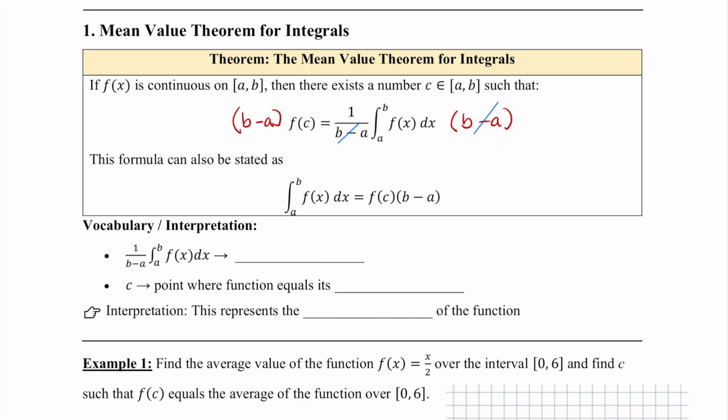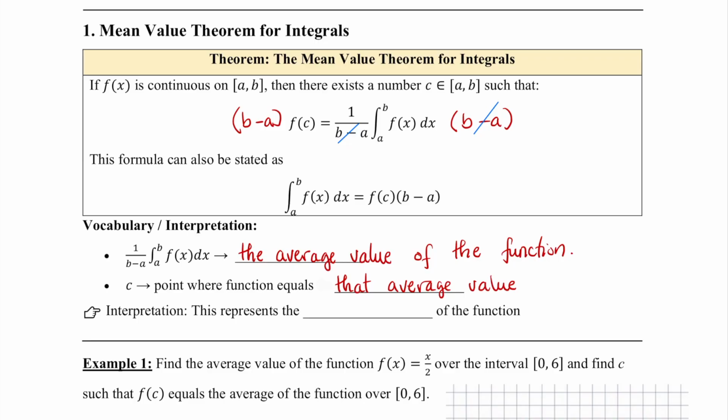Let's interpret the pieces. 1 over b minus a times the definite integral from a to b of f of x dx is the average value of the function. And c is the point where the function equals that average value. So overall, this theorem describes the average behavior of a function over an interval.